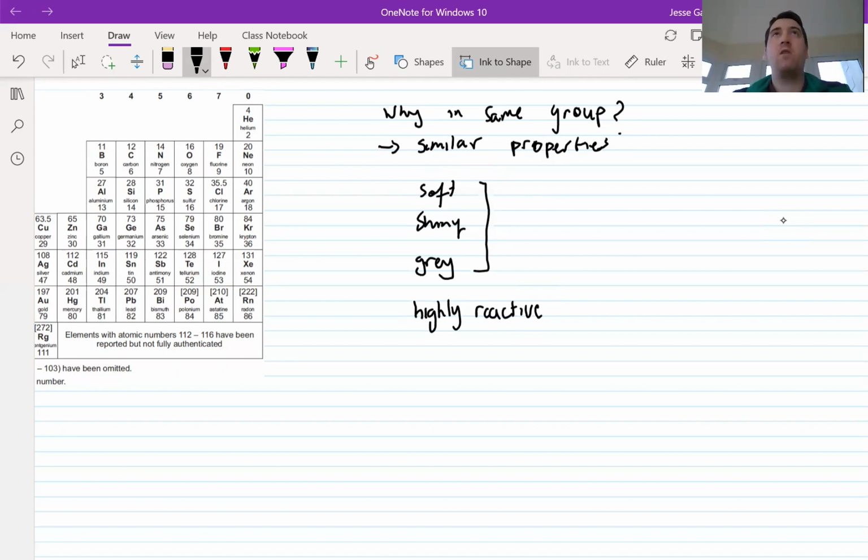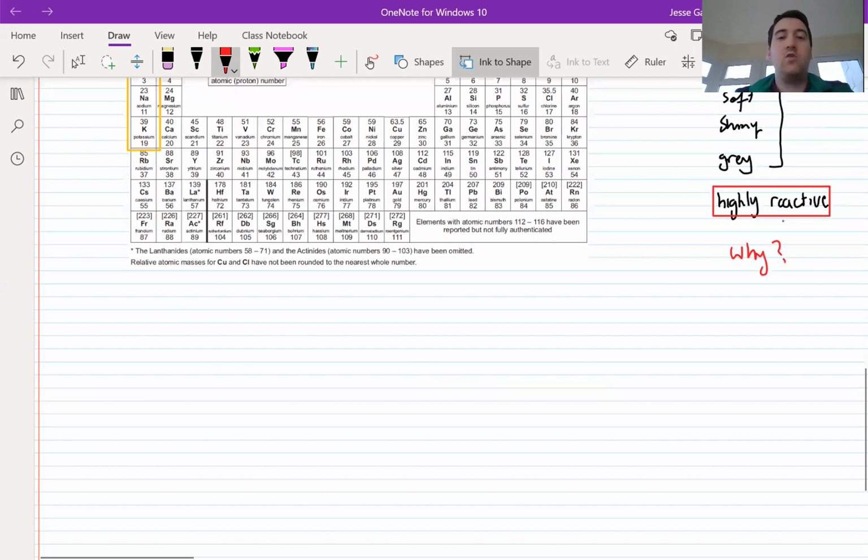But even if we leave them out to react with the air, they will really easily react. The next question is why? Why do they share these properties, and especially this one? Why are they all reactive? Why do they all have similar chemical properties? To answer this question, you're going to need to draw them.